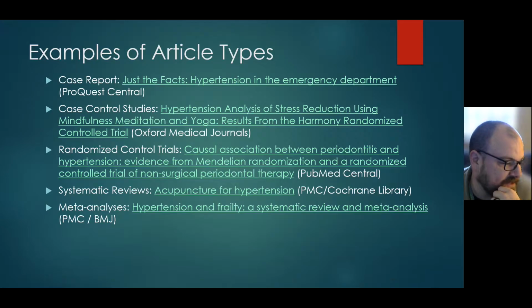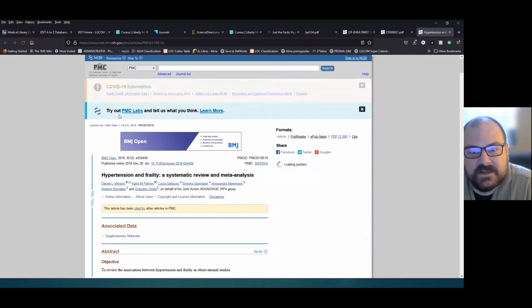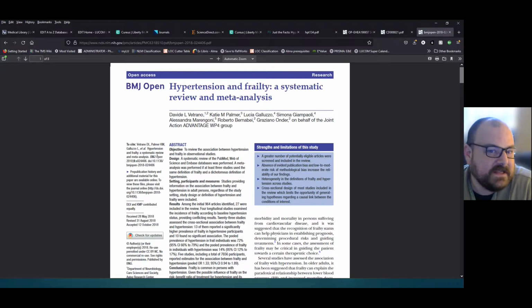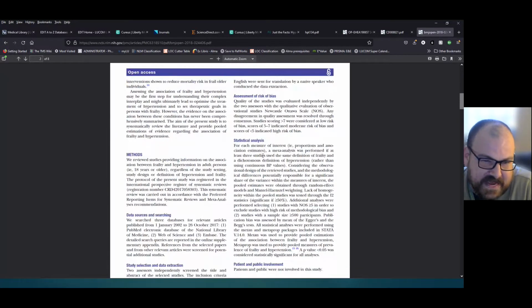And lastly, hypertension and frailty, a systematic review and meta-analysis. This is in PubMed Central and also the British Medical Journal. And it can be misleading because it says systematic review and meta-analysis. And when we look at it, I'm going to show you exactly one of the dead giveaways, but you won't always see a paper call itself a meta-analysis, even if it is. So sometimes you really have to look for how they're dealing with the data that's collected.